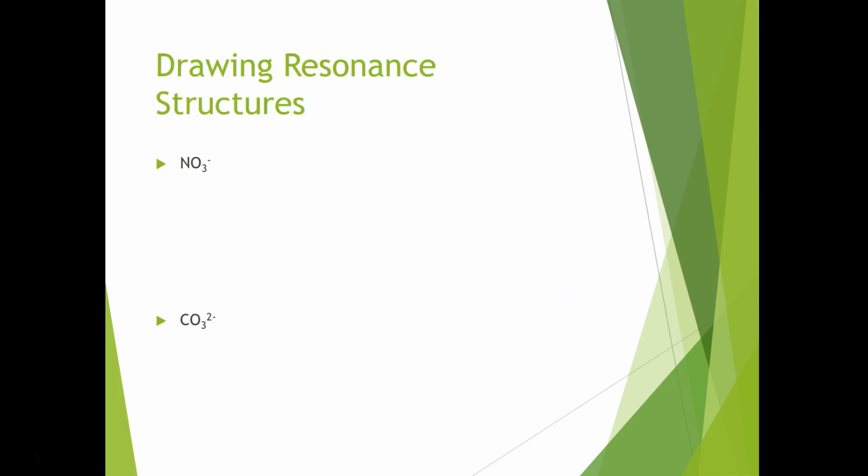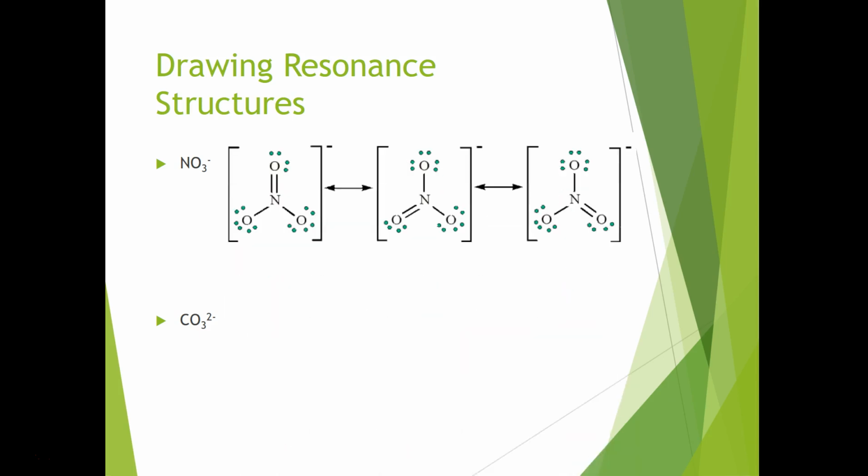Now, if we draw resonance structures, the first thing I want to look at is the nitrate ion. So when we draw the nitrate ion, we see that nitrogen is covalently bonded to 3 oxygen atoms, with one of those bonds being a double bond. Now it's important to note when we draw the structures for polyatomic ions that we put the whole ion in brackets with the charge of the ion outside to show that the charge is distributed amongst the whole thing.